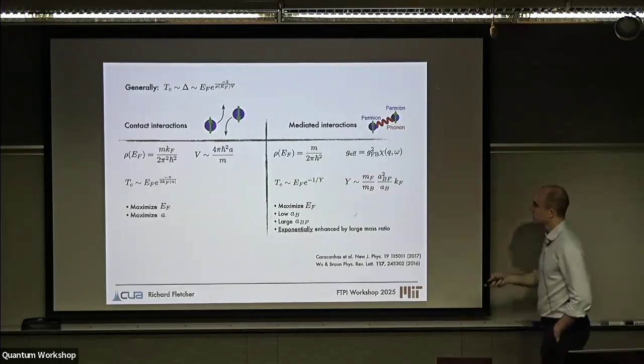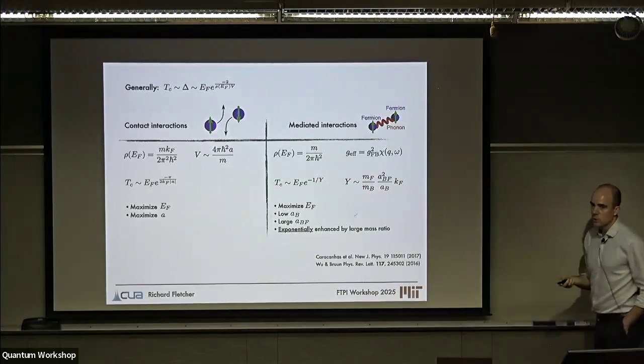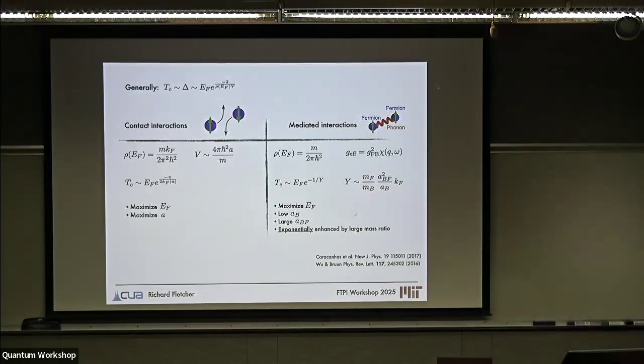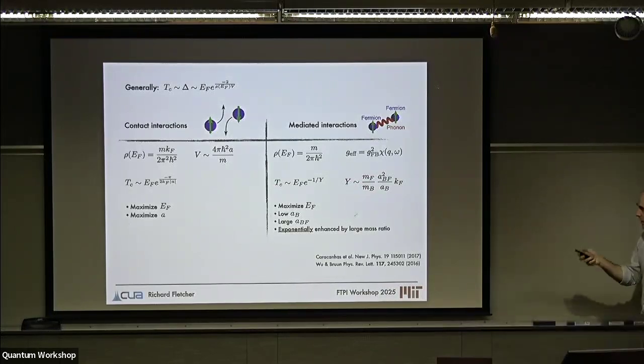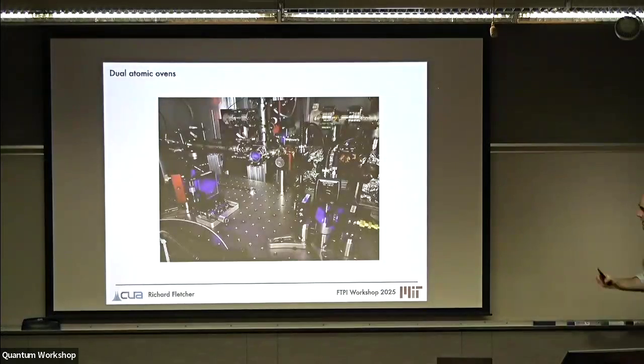And so one of the big motivations of this erbium-lithium mixture is it gives you a colossal mass ratio. It's a ratio of 24. Lithium is the lightest boson we have. Erbium is one of the heavier fermions. There's a reason for choosing that rather than something like terbium, which I will not go into. But that is the idea, okay?